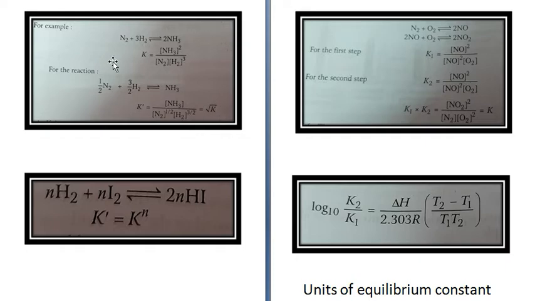So if you have divided the whole equation by 2, then K dash can simply be calculated by taking the square root of the first K.